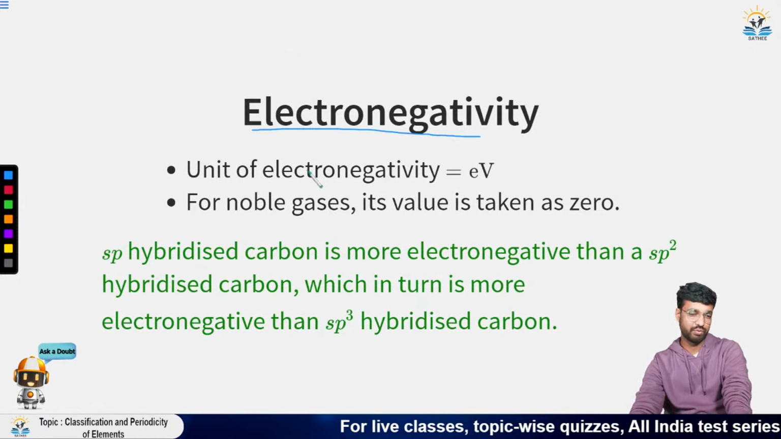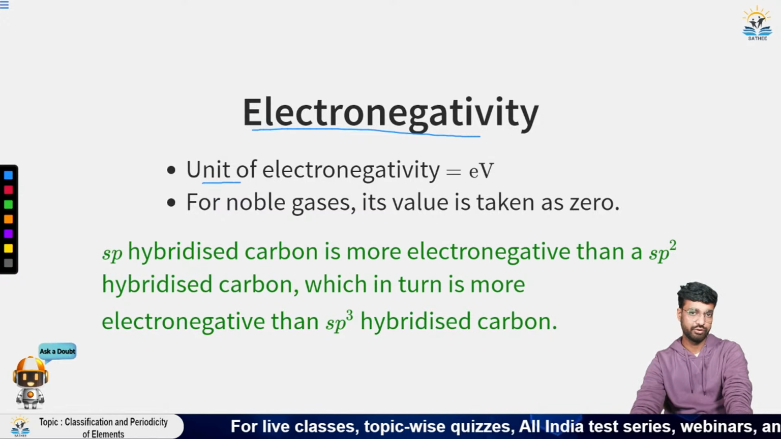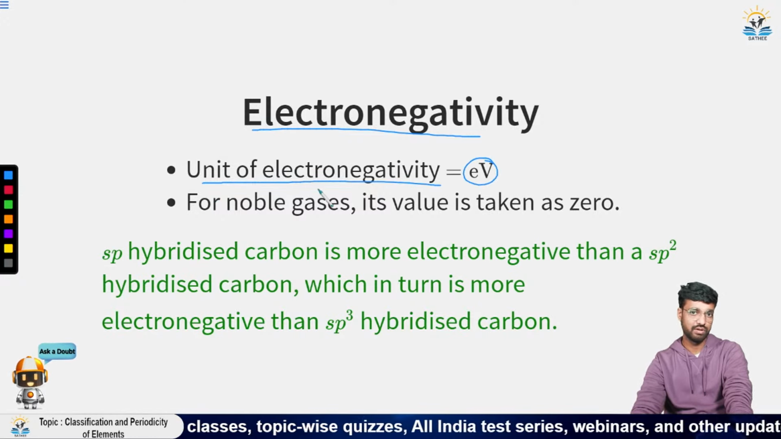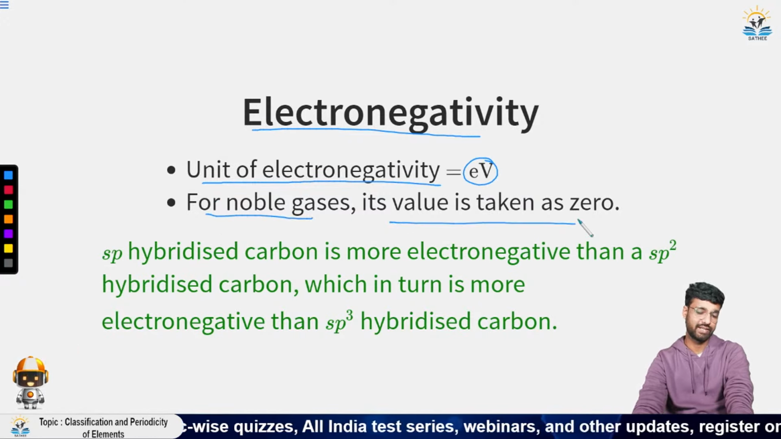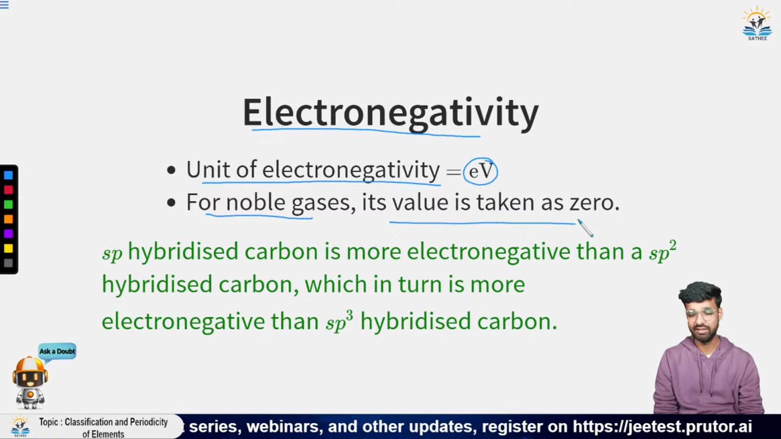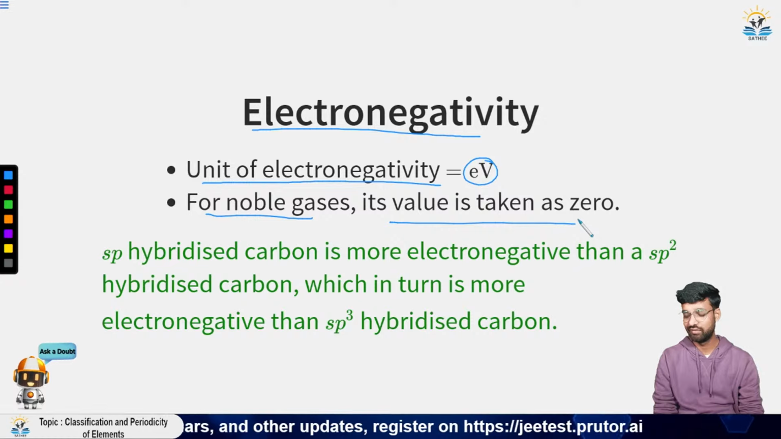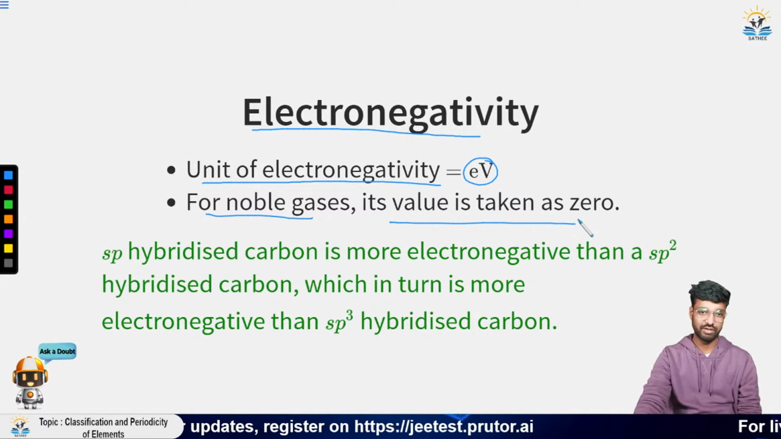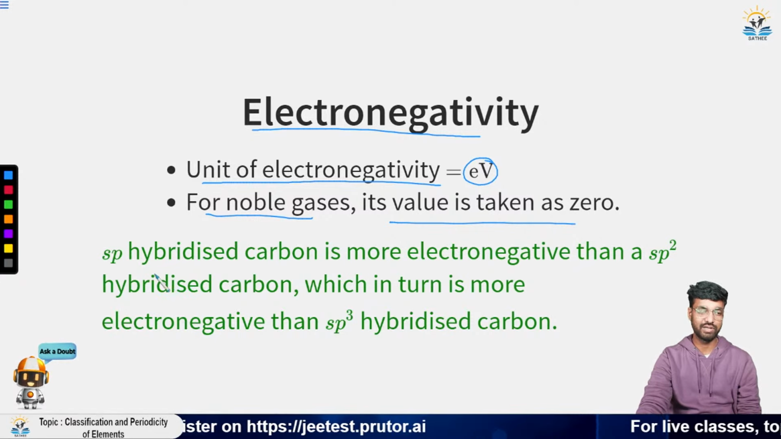Now let us see some more points about electronegativity. So the unit of electronegativity is electron volt, and for noble gases its value is taken as 0. We know very well that a noble gas has a complete octet, so it will have no affinity for the gain of electron. Okay, so it will not have any value of electronegativity.